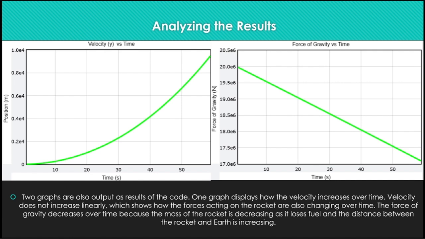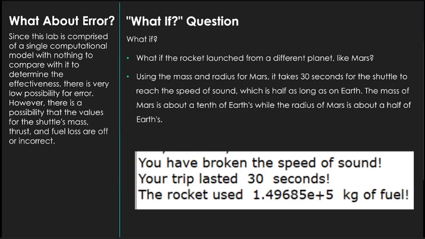Two graphs are also output as results of the code. One graph displays how the velocity increases over time. Velocity does not increase linearly, which shows how the forces acting on the rocket are also changing over time. The force of gravity decreases over time because the mass of the rocket is decreasing as it loses fuel, and the distance between the rocket and Earth is increasing.